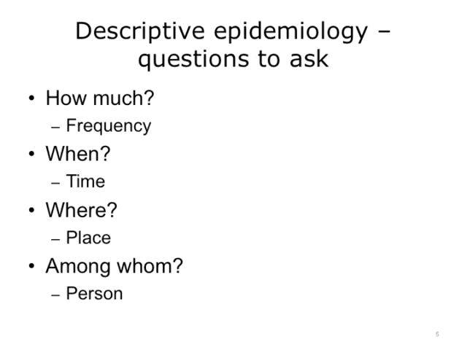To analyze and identify the distribution of health conditions within a community, we need to ask a series of questions. These questions help to describe the health issues occurring within a community and also document the numbers and rates of health problems for a population. The questions that are often asked are: how much deals with frequency, when, time, where, place, and among whom, person.